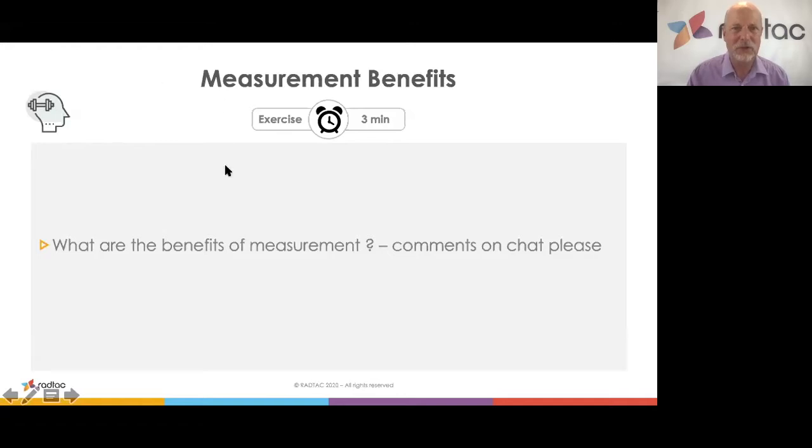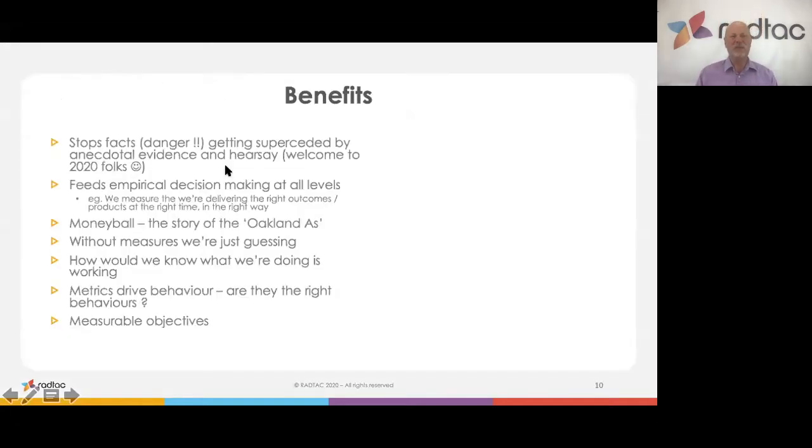Brilliant stuff. Let's have a look at a few things I came up with. Stops facts, danger. What is a fact? Depends on the environment, etc. But anyway, stops facts getting superseded by anecdotal evidence and hearsay. Welcome to 2020, folks. I think perhaps we see quite often, with the birth of social media, people who've studied many years to get their degree in XYZ or their doctorate or their professorship or whatever it is, and then somebody else says, well, it says this on the internet, therefore it must be true. So yeah, there are benefits with measuring things.